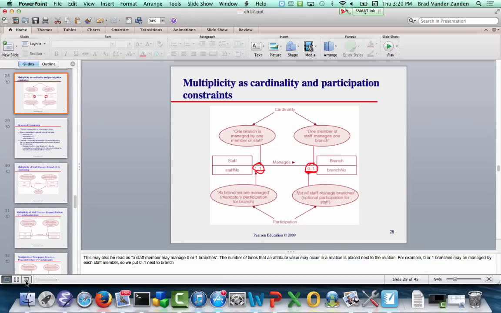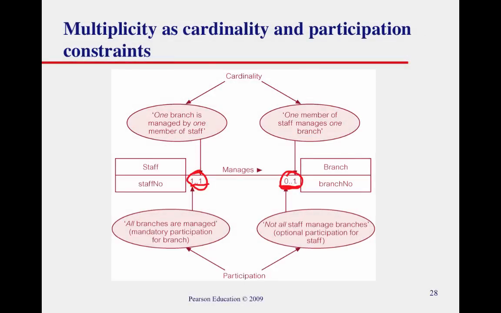Okay, so the best way to think about it, so one thing that's often hard to know is where to put each side of this number. So the way to think about it is you put next to the relation the number of times that that attribute value may occur in the relation.